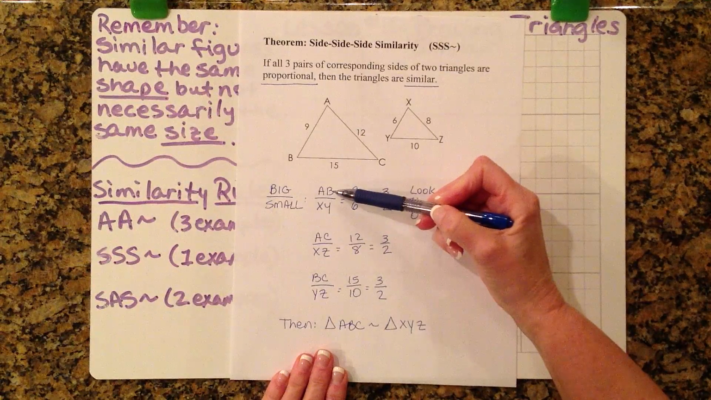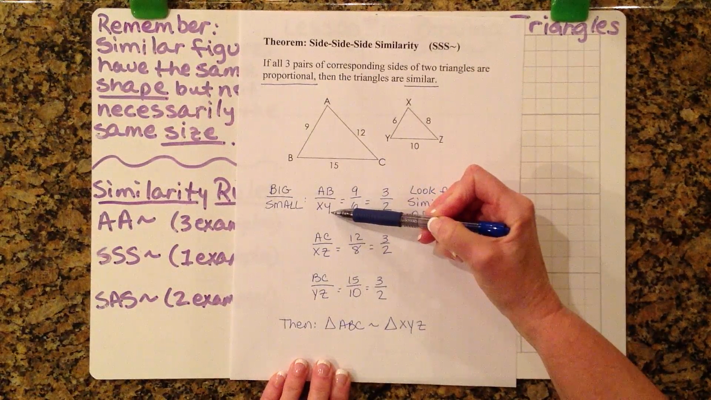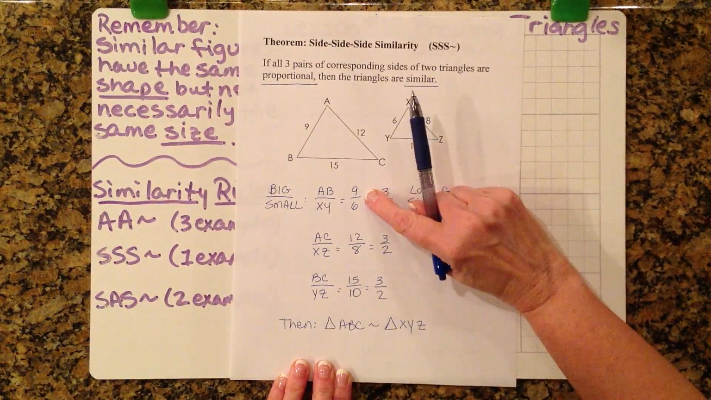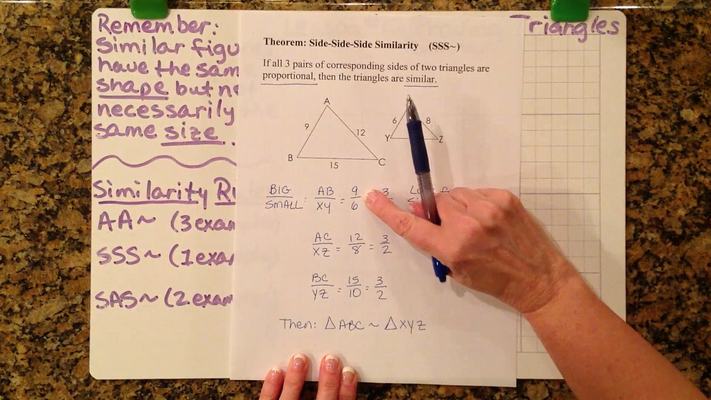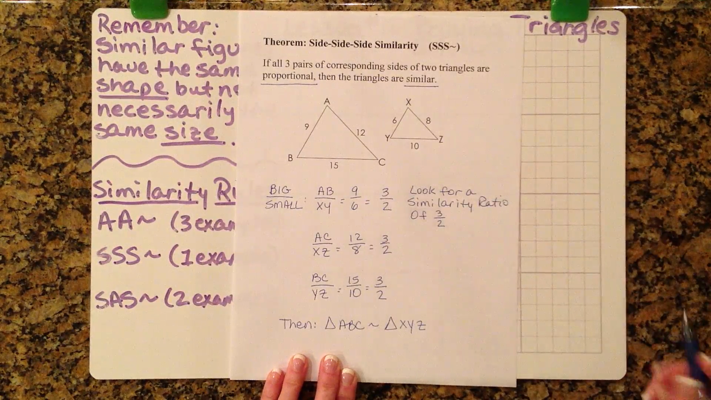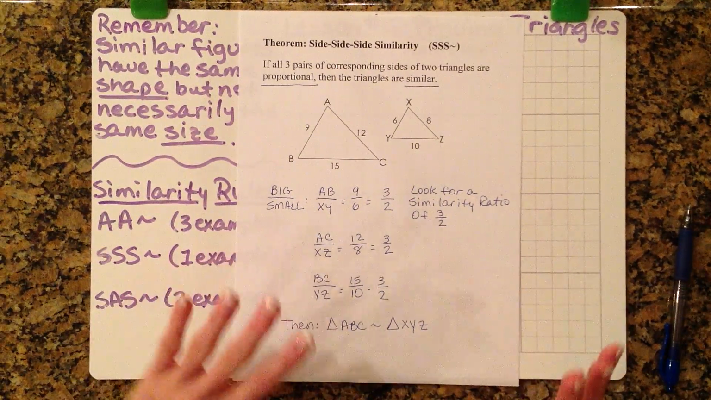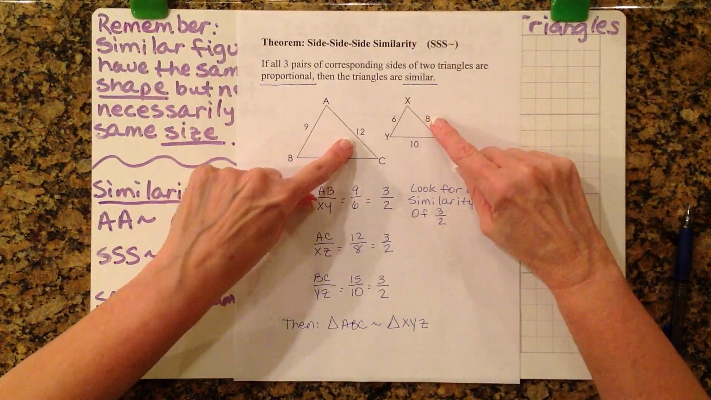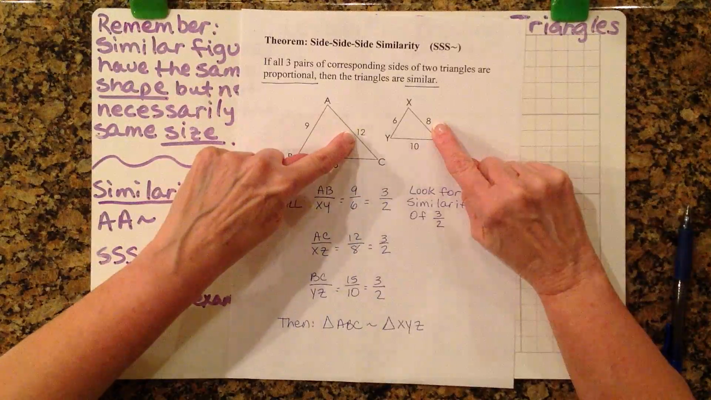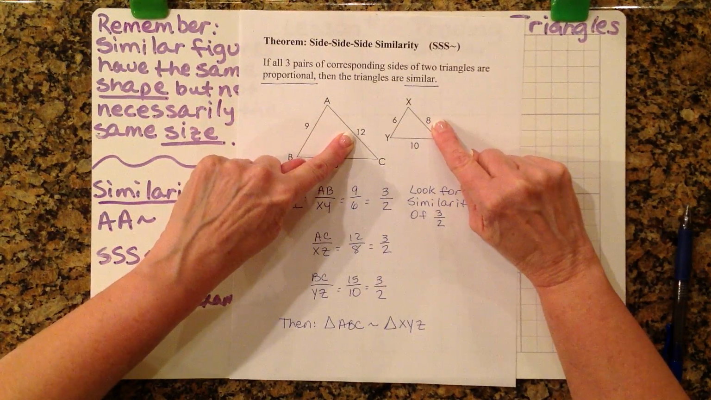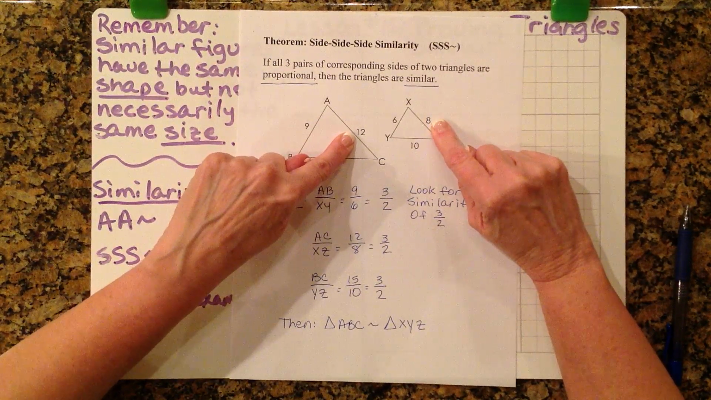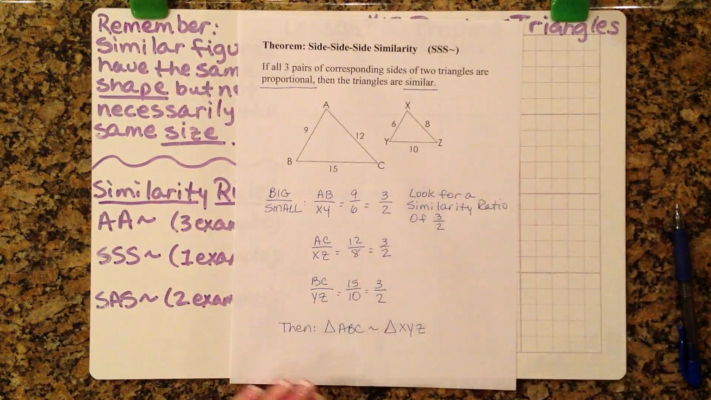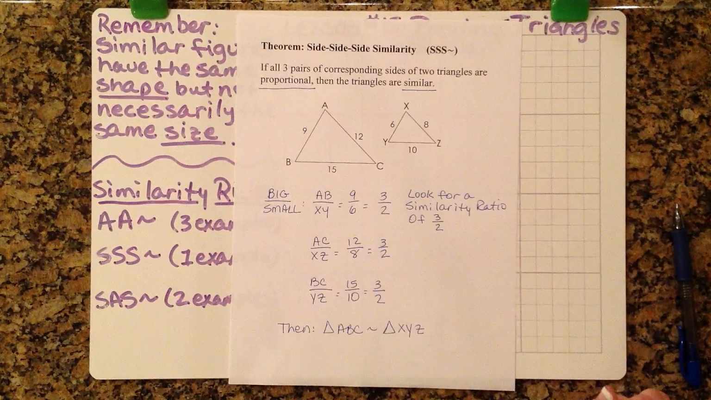So I'm going big side over small side. Big triangle over small triangle. So 9 over 6, remember to reduce every fraction that you see, and that gives me 3 over 2. So now I've got to come over here and look at corresponding sides and see if they're proportional. And I'm going to go big over small. You have to do the same order each time, which is 12 over 8. Reduce it and get 3 halves.